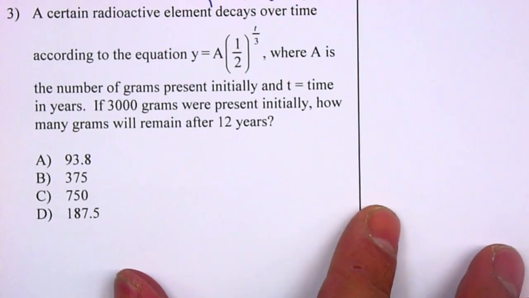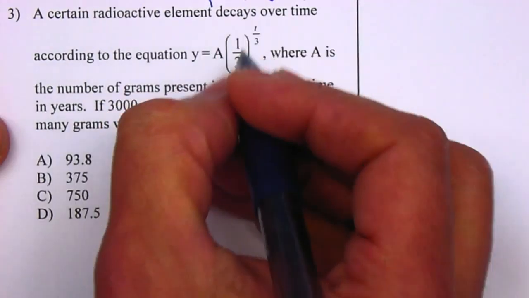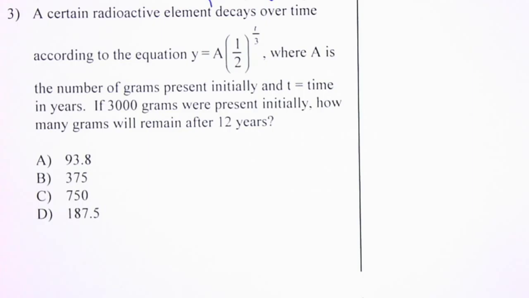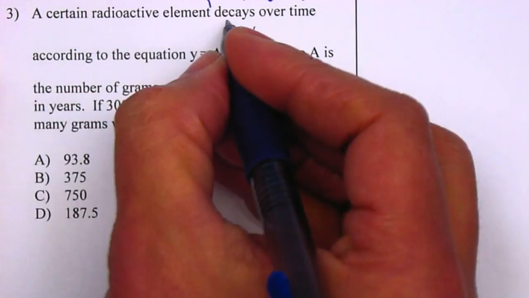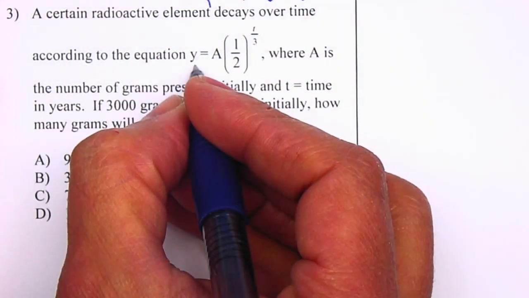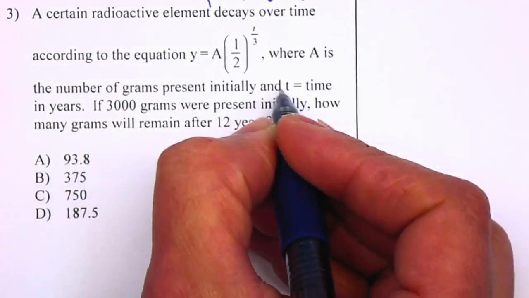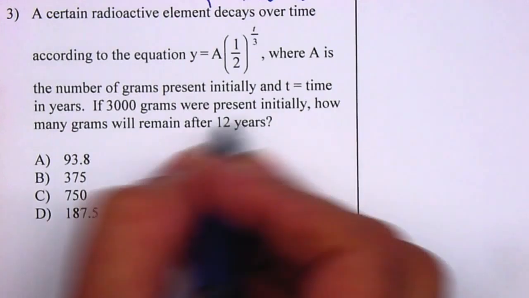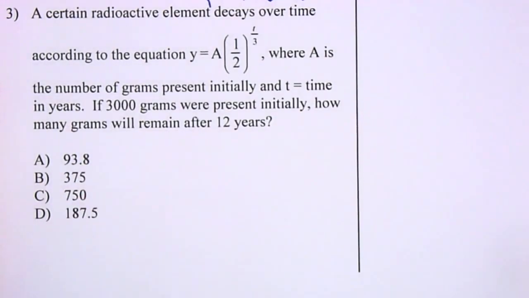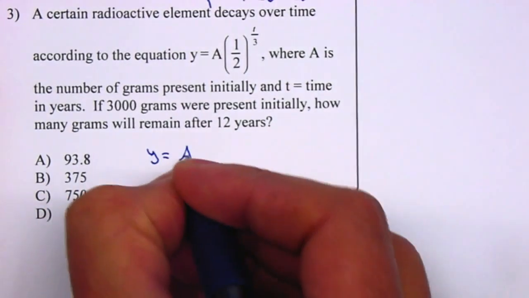Let's go over one more example. If you notice, the wording stays the same. On your test, it might be different. Just focus on the equation they give you and plug in the information that is provided for you. Then you just have to simplify afterward. A certain radioactive element decays over time according to the following equation, where A is the number of grams present initially, and T is the time in years. If 3,000 grams were present initially, how many grams will remain after 12 years? So let's plug in the information that's given to you.